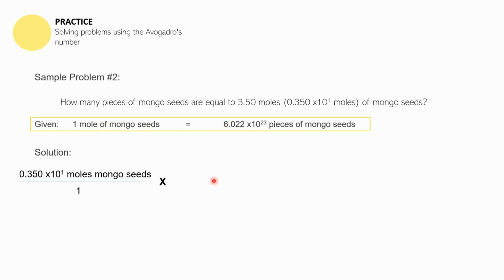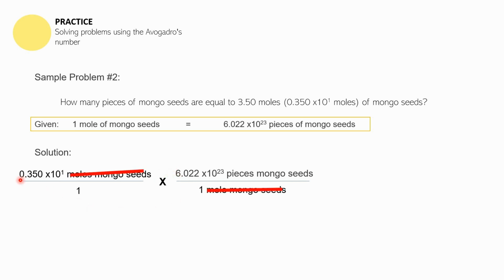Anong lalagyan natin sa taas as a numerator? Yeah, it's 6.022 times 10 raised to the 23rd power pieces of manga seeds. Siya yung nasa taas kasi siya dapat yung final answer natin. Siya yung hinahanap natin. At ito, i-cancel out siya. So, what you'll be getting is, you'll be canceling them out.